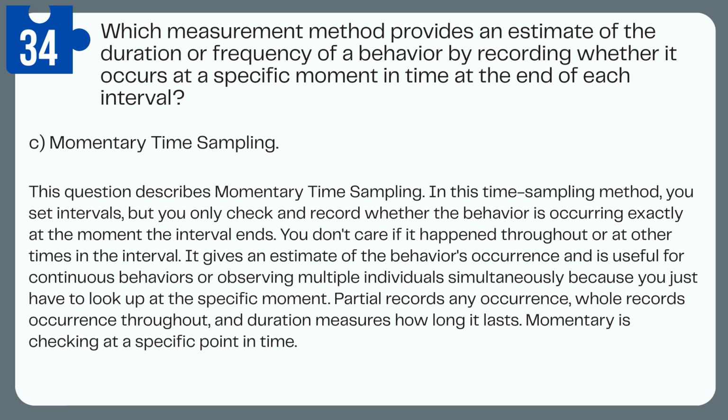It gives an estimate of the behavior's occurrence and is useful for continuous behaviors or observing multiple individuals simultaneously because you just have to look up at the specific moment. Partial records any occurrence, whole records occurrence throughout, and duration measures how long it lasts. Momentary is checking at a specific point in time.